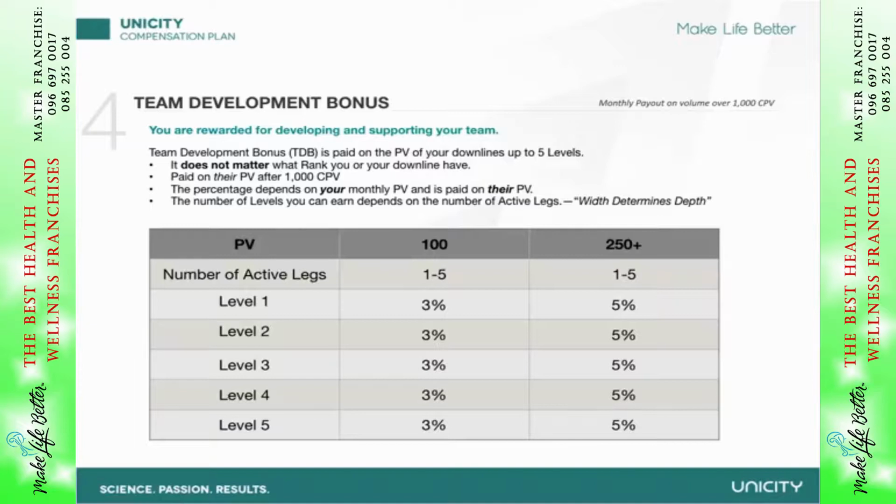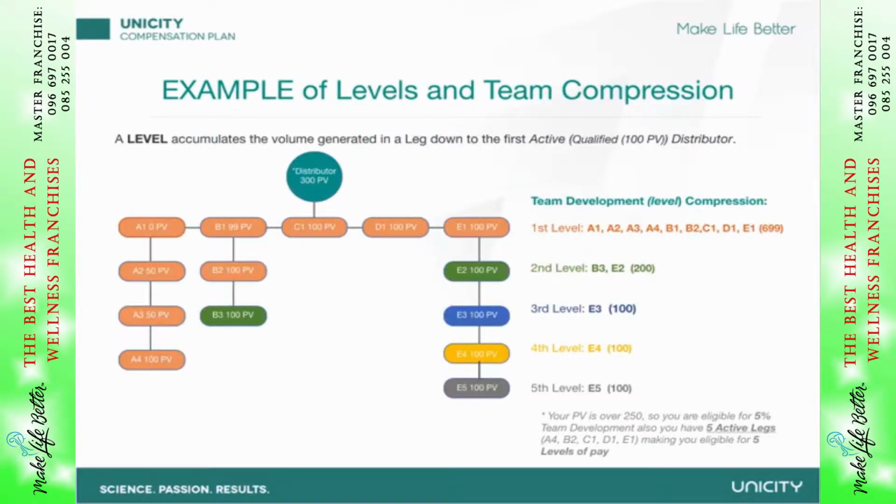That's the theory. Here's an example. You can see here this distributor, we'll call them U, have done 300 PV, and the orange is all of that first level because you've got non-100 PV people before. In the case of leg A, you've got A1, A2, A3, all haven't done their 100 PV, so it keeps searching and adding up the volume until it gets to A4, who's done the 100. That's, in quotation marks, your level 1. So all those orange numbers aggregate to 699 points of volume.